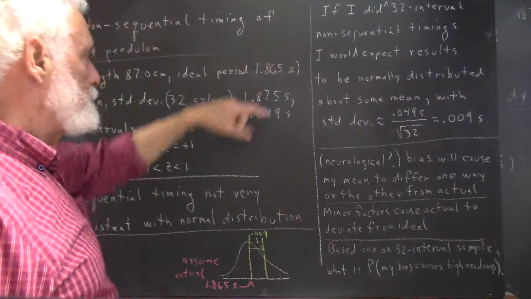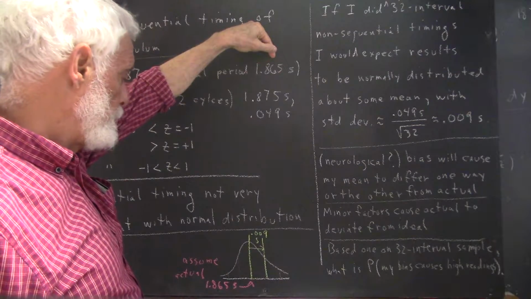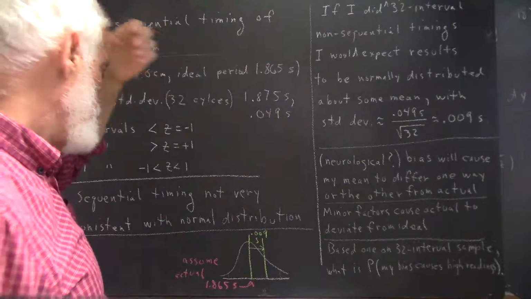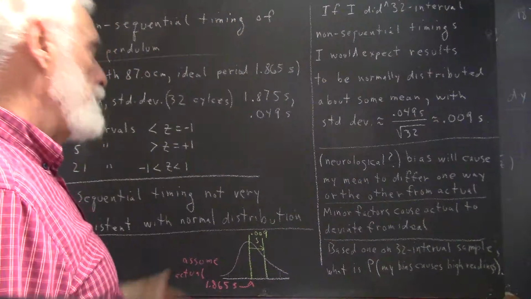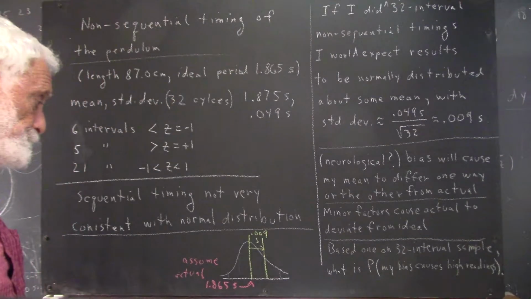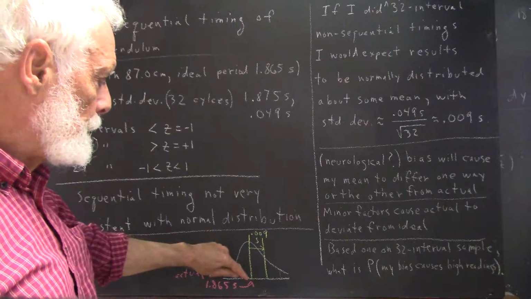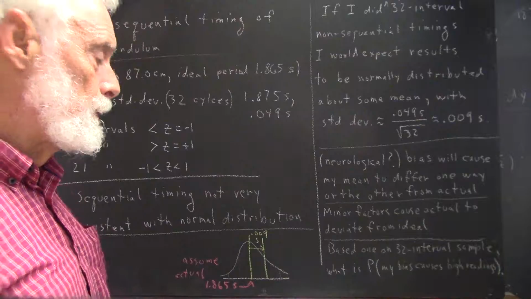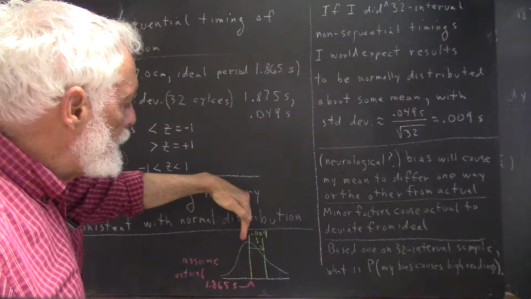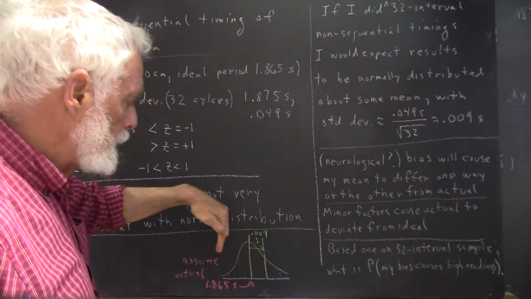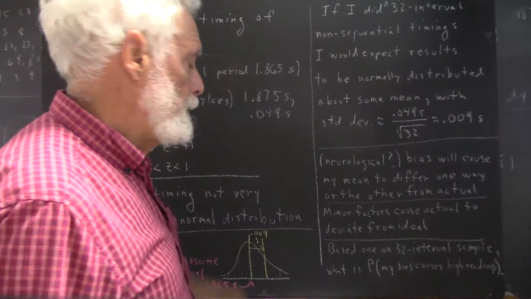Okay, well, let's pretend that this 1.865 second interval, which is the ideal, is the actual. So let's suppose that this really is a pendulum that's very close to the ideal, and it probably actually is. So let's assume the actual is 1.865 seconds. That's going to be represented by the middle of this normal curve, because anybody is going to tend to have a bias that makes them go a little higher or a little lower, and that bias is going to be governed by some standard deviation.